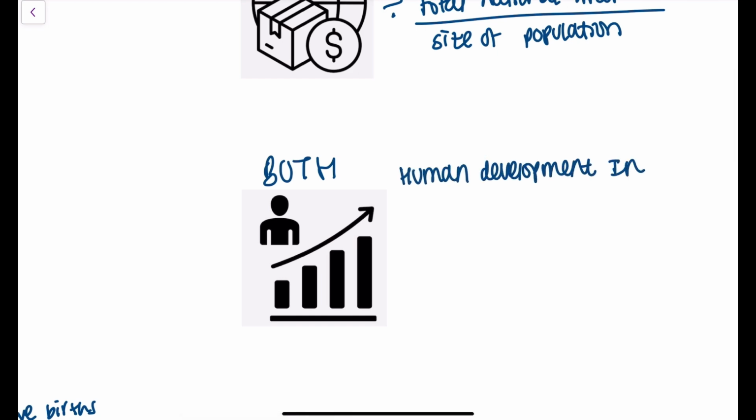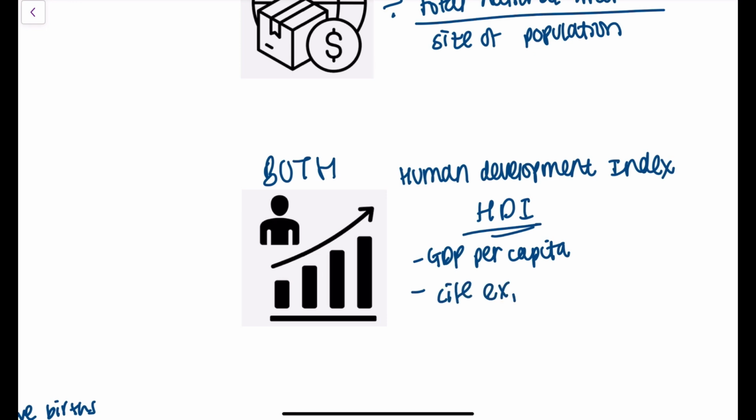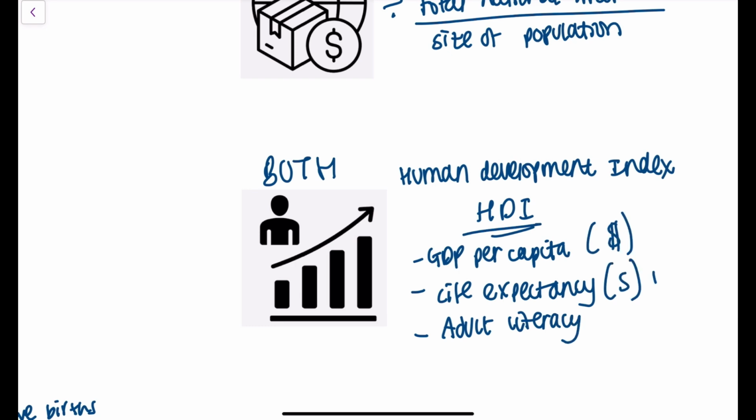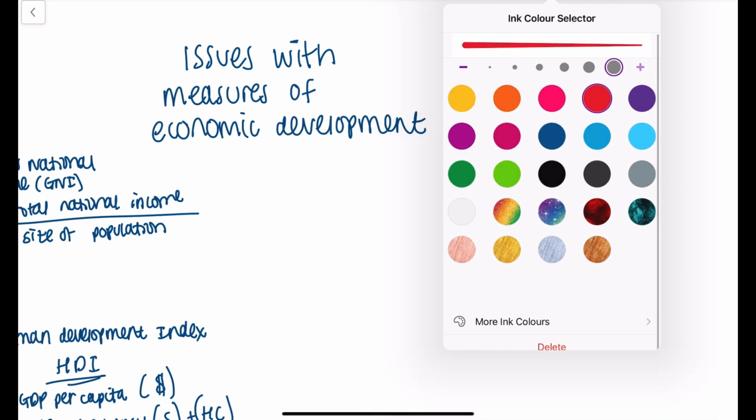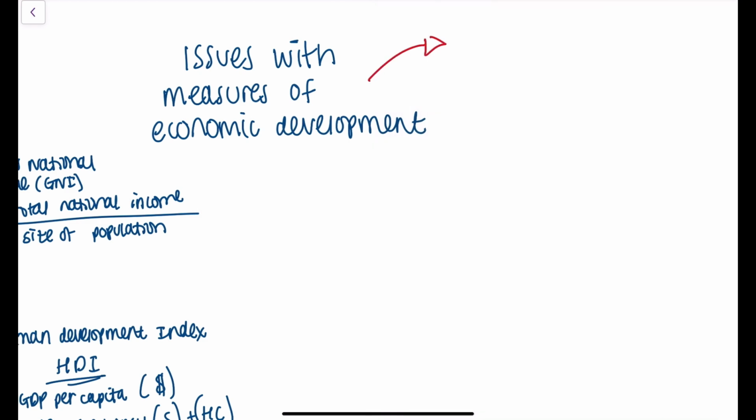We then have a combination of both economic and social, and arguably the best development indicator, and that is Human Development Index, or HDI. Now, this takes into account three separate development indicators, so GDP per capita, life expectancy, and adult literacy, to give kind of an overview and combined measurement. And you can use this to easily compare countries. Think about GDP as economic, life expectancy tells you about social aspects and healthcare, and then adult literacy will tell you about education. So it's kind of hitting all three of the main areas you'd want to look at.